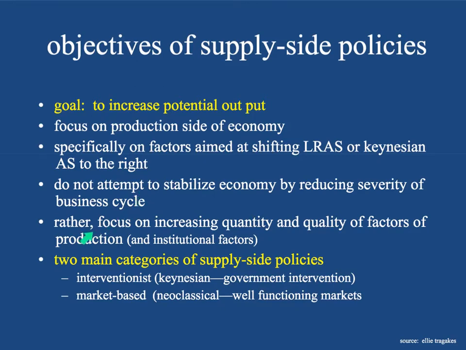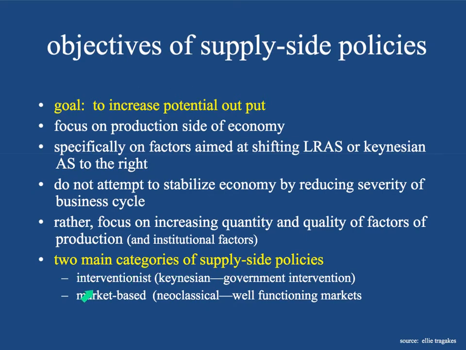Or another way of saying that is to increase the quantity and quality of the factors of production instead of the institutional factors. And of course, you see this everywhere. This is no surprise. There are two main philosophies on how this might happen, right? Two main categories of supply side policies.